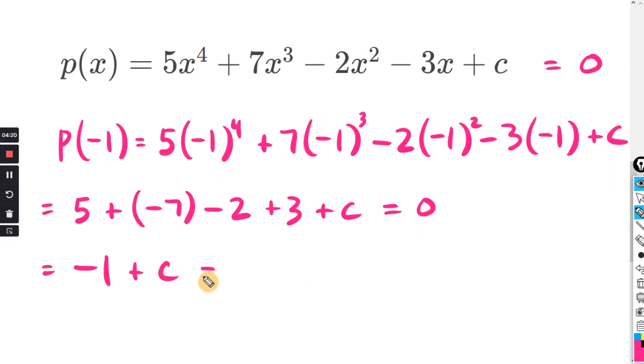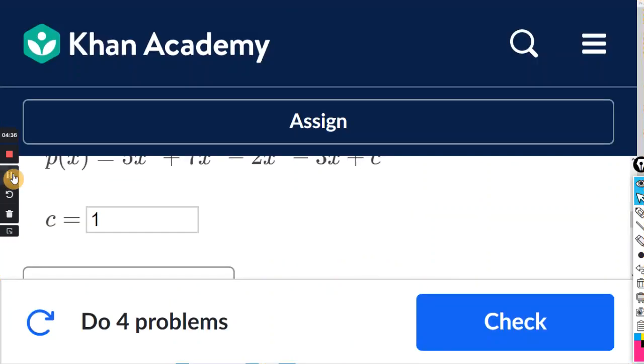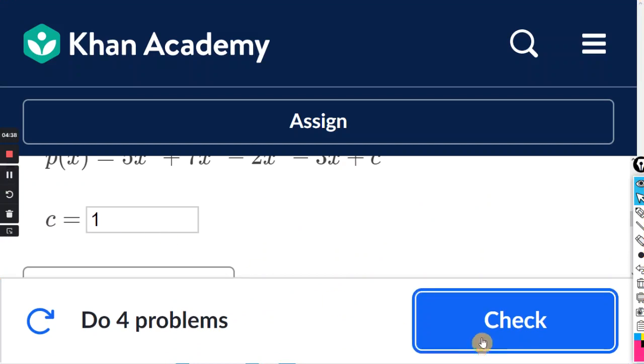And that equals 0. And of course, you don't even need to do this, but if you add 1 to both sides, we see that c equals +1. So that's what we were looking for. So just type 1 in the box.